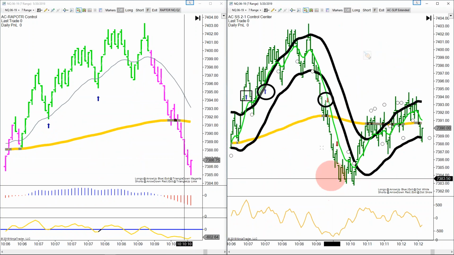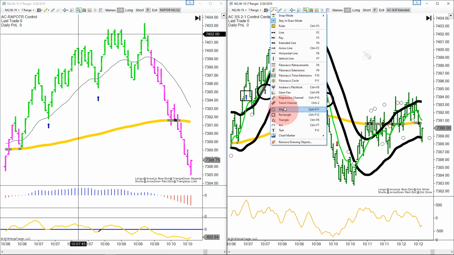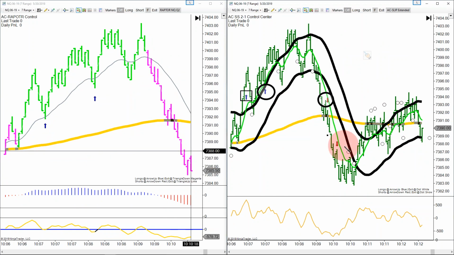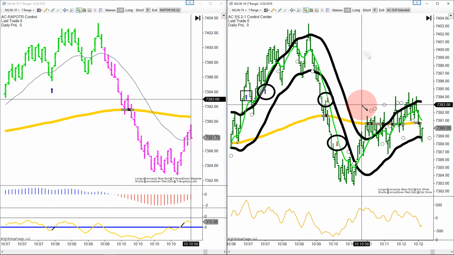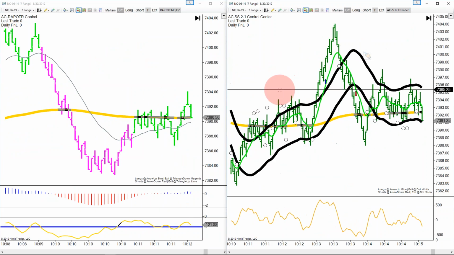Let's just check that. Yeah, that's 10 ticks on the nose. So that would either be a win, or if you didn't get filled for your profit target, maybe a break even.